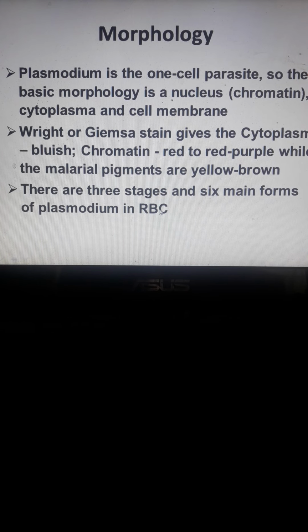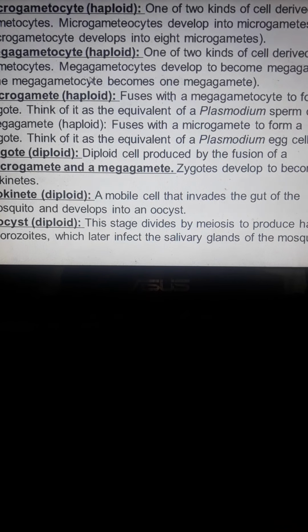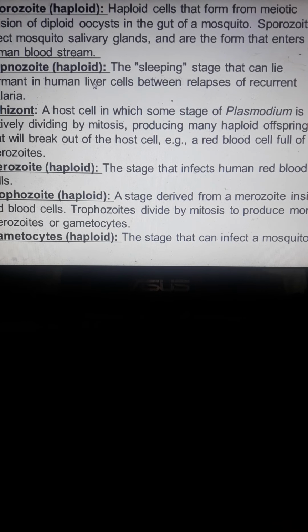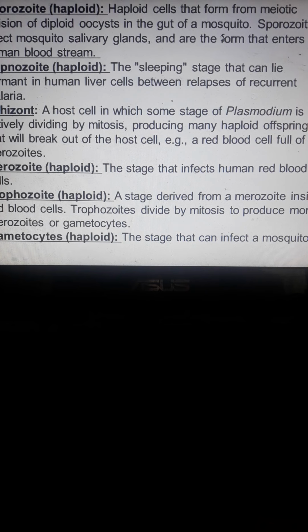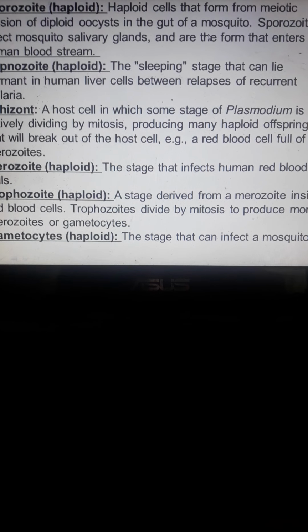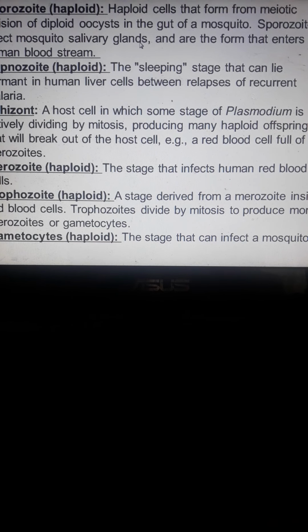Okay, these are their stages, right? Before that, we have to describe first the sporozoite, which is haploid. These are formed in the meiotic divisions of diploid oocysts in the gut of the mosquito. So that is sexual. Sporozoites infect the mosquito salivary glands and enter the human blood when a mosquito bites or injects. So usually they release the sporozoites.